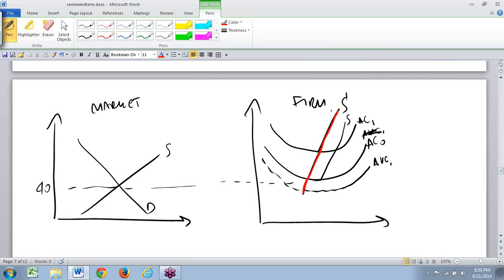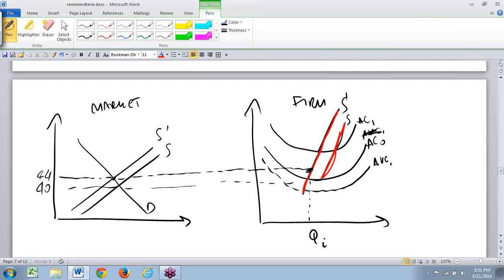Remember that in the short run, the supply curves start at the minimum of the average variable cost, while in the long run, since average cost and average variable cost are the same, it starts at the average cost. Okay, so this was the old one. Basically here, the supply curve now has shifted to the left, and the short run equilibrium is at 44. So let's go back to the firm level. With the new supply curve, this is the quantity that the firm wants to sell in the short run.